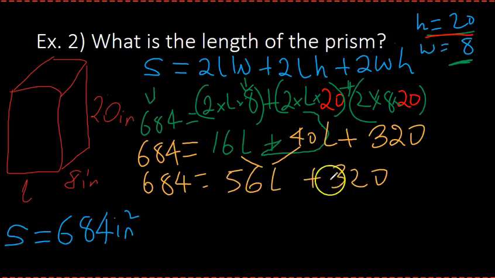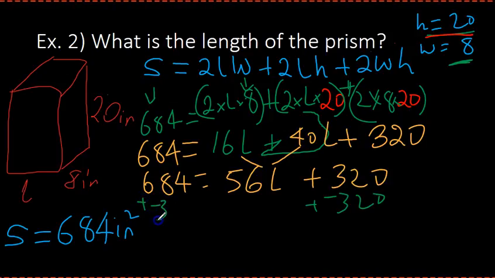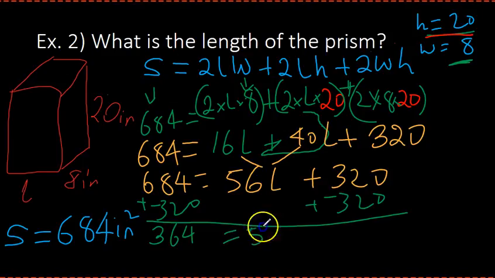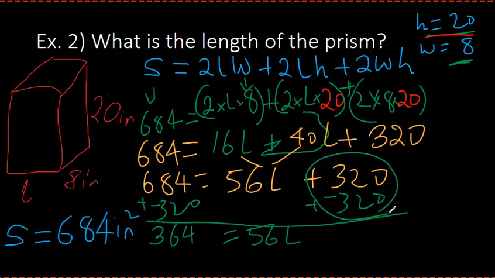So now we solve the two-step equation by adding negative 320 to both sides, or subtracting 320 from both sides, either way. So that would give us what? It gives us 364 over here, and then 56L. Of course, this will become 0. So it's down to something smaller.